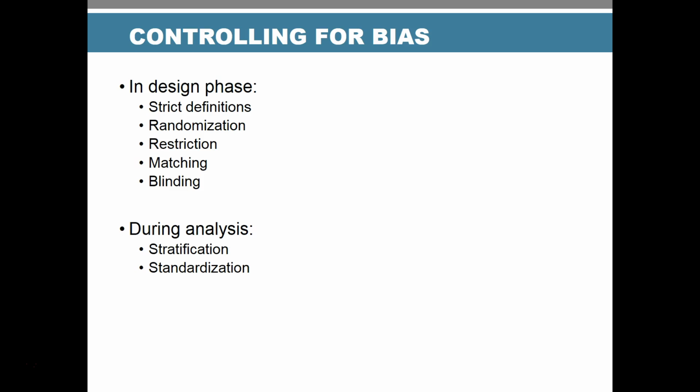So we don't want those people who are actually administering the medication to know who's receiving which treatment, so that they treat everybody the same and there's no effect based on just how people are being treated or how questions are being phrased. During our analysis, we can control for bias if we know that it exists by doing stratification. We can also do some standardization of our data in order to try to minimize that bias.